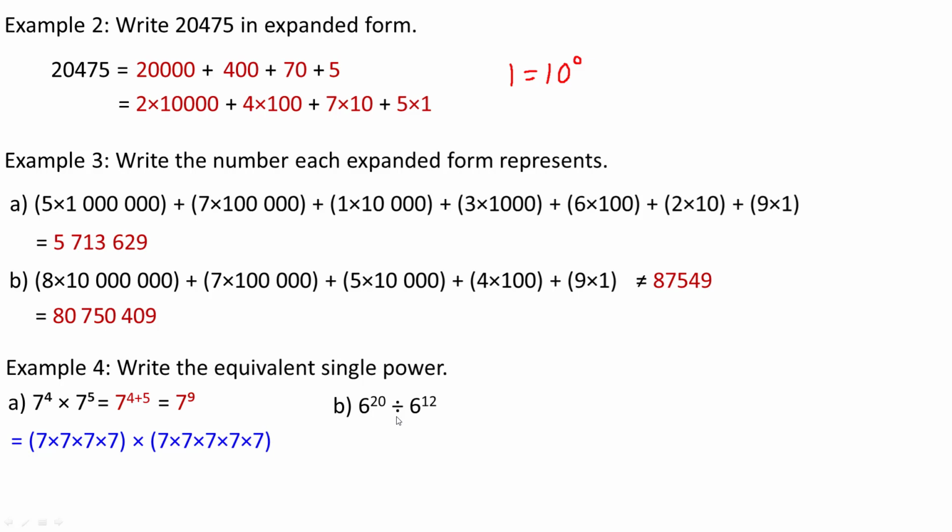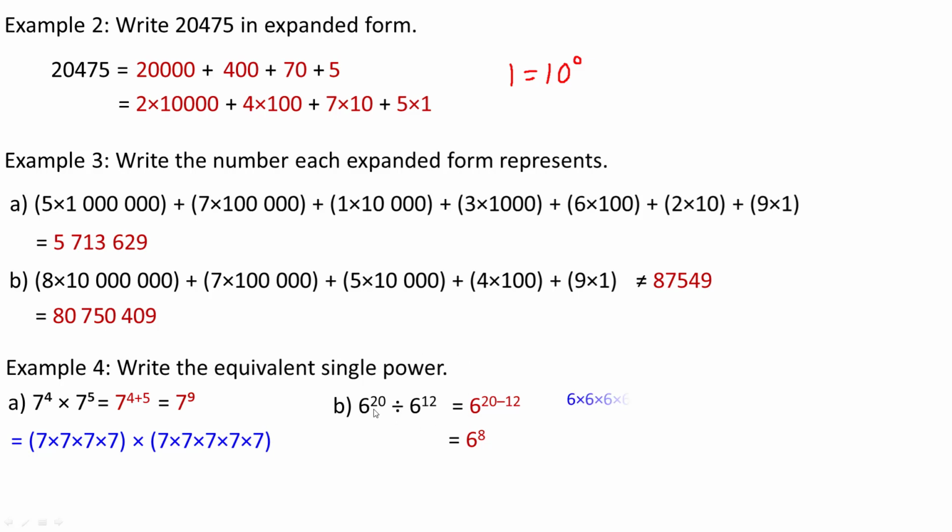In B, dividing, so 6 to the 20th divided by 6 to the 12th, so you subtract the exponents. So to write this as one single power, it would be 6 to the 8th. And of course, you could evaluate that if you want. My point here is how you write it as an equivalent single power.